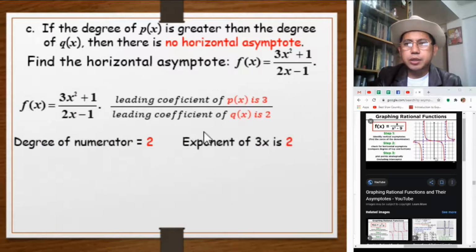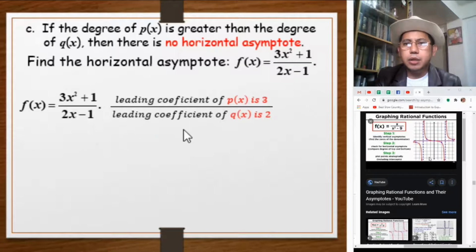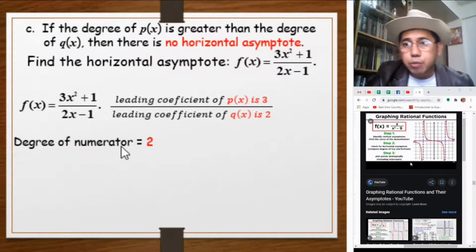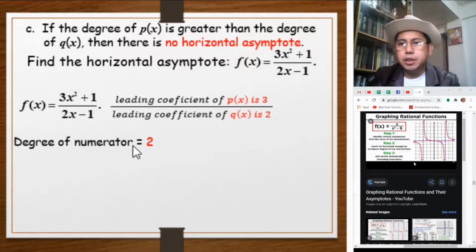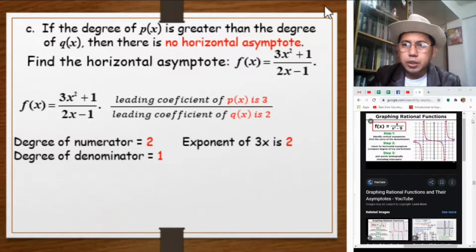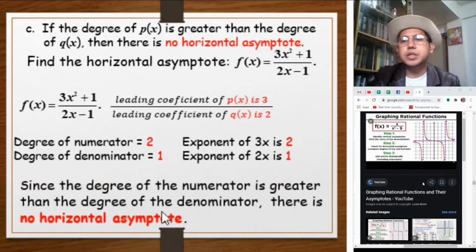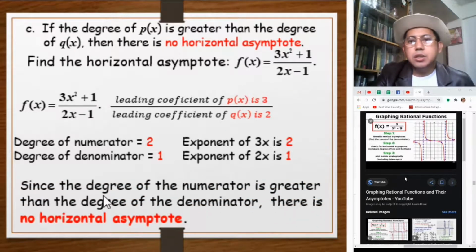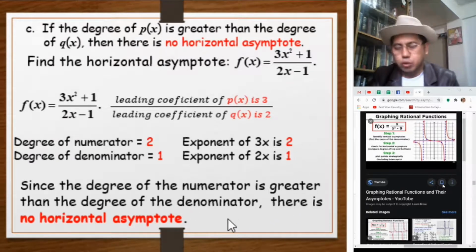The degree of the numerator is 2, and the degree of the denominator is 1. Again, the degree of the numerator, this exponent, is 2, and the degree of the denominator, 2x raised to 1 in here, is 1. So you will notice, as the rule says, since the degree of the numerator is greater than the degree of the denominator, what is the degree of the numerator? 2. What is the degree of the denominator? 1. Then there is no horizontal asymptote.